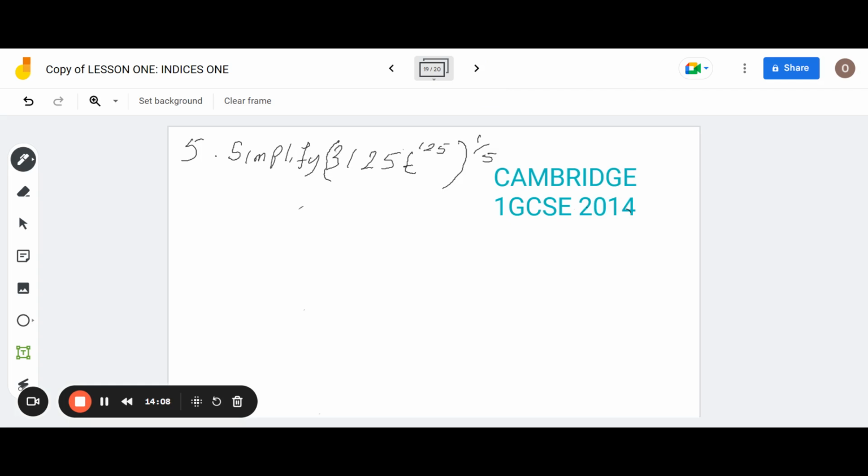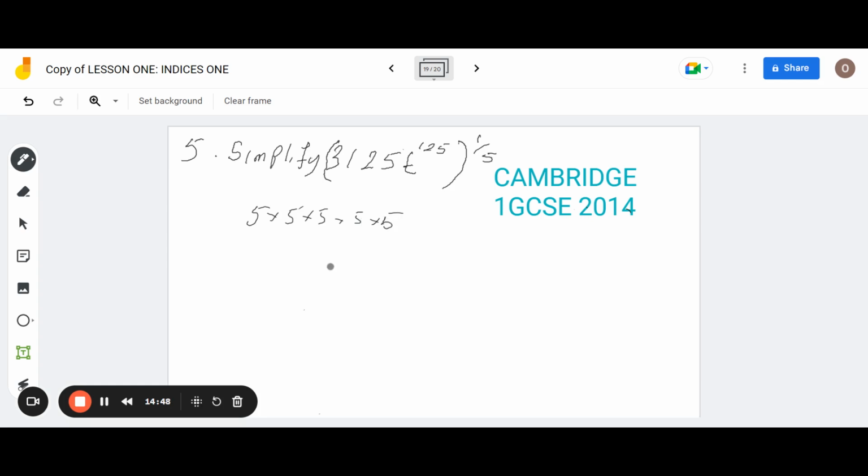Let's consider another question on indices. Simplify 3125 raised to power 1 over 5, everything raised to power 1 over 5. How do we solve this problem? 3125 itself is 5 in 5 places. That is 5 times 5 times 5 times 5 times 5. 5 times 5 is 25. 25 times 25 is 625. Then 625 times 5 will give us 3125.